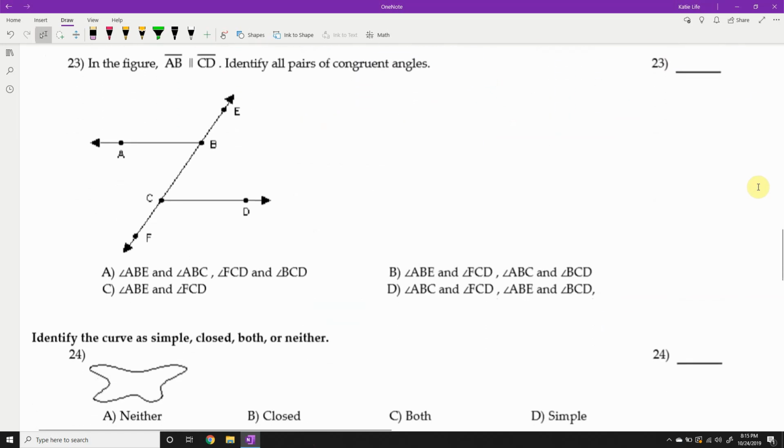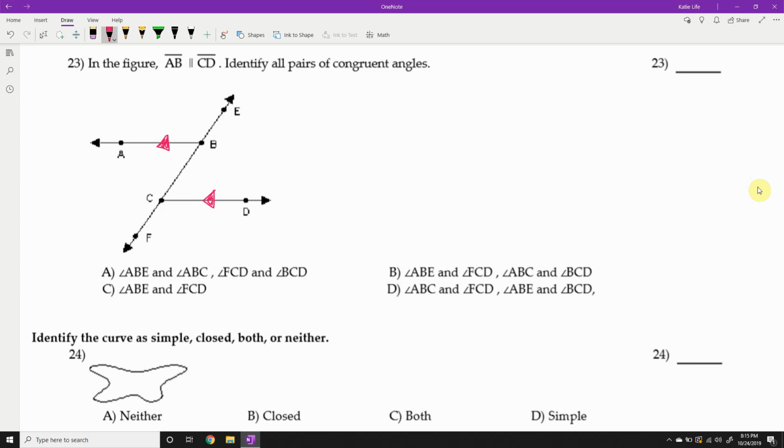Number 23, in the figure, line segment AB is parallel to line segment CD. So this line is parallel to this line. We are to identify all pairs of congruent angles, so all angles that have the same measure.